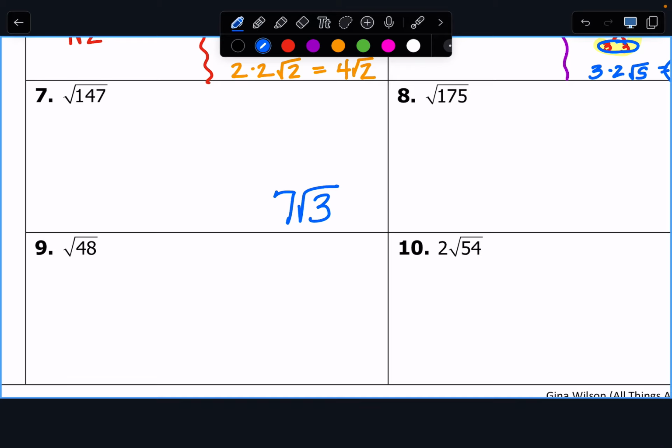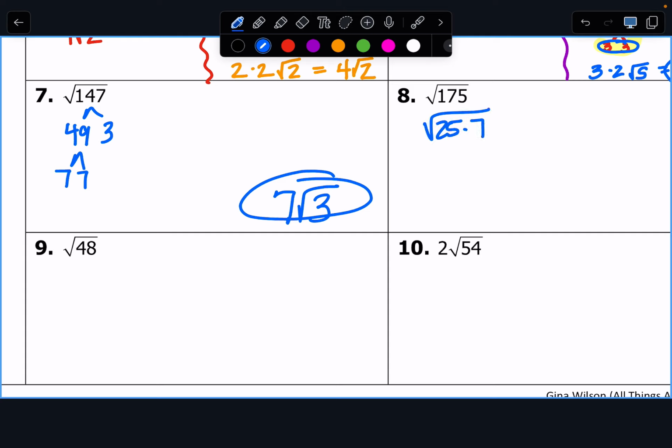Okay? Isn't this 49 times 3? So we have 7 times 7 times 3, which is how we get to here. Okay? 175. That one's maybe a little bit easier to see which perfect square divides into it. Because what is it? It's 25 times 7, right? Yeah. So we have 5 radical 7. Okay.